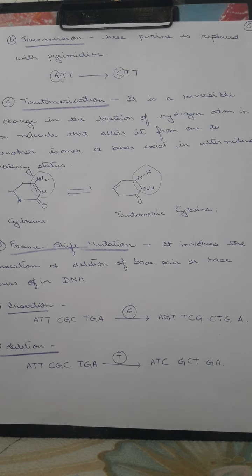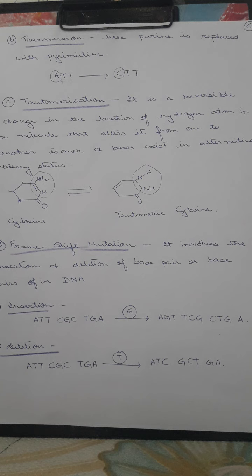Now due to tautomerization, actually what happened, forbidden base pairs occur. That means if cytosine has to pair with guanine, instead it will pair with either adenine or thymine. Got it? That means it will change the structure. The base pairing will be changed, and thus forms the forbidden base pair. That is due to tautomerization. Okay. Next we come to frame shift mutation.